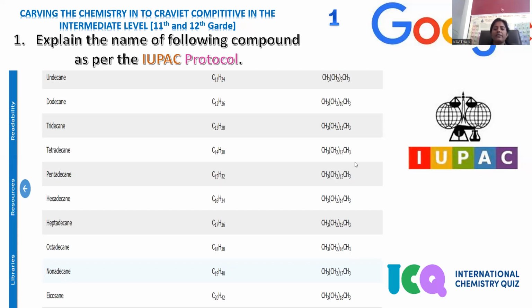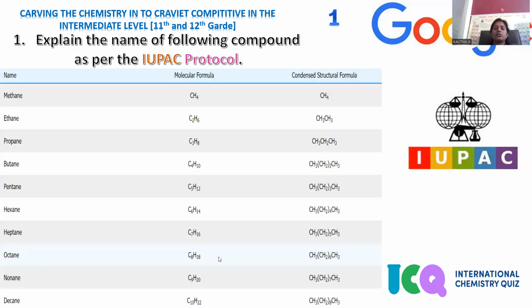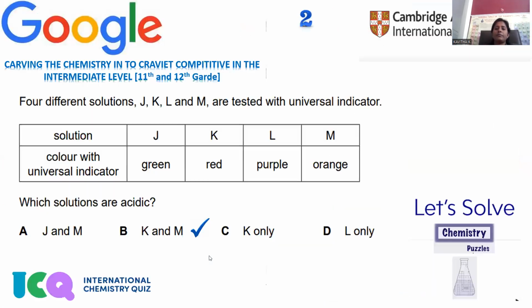So here eicosane is the IUPAC name for C20H42. This is the way you can increase one CH2 group as we are descending, so that the carbon chain length gets increased. Eicosane has a 20 carbon chain length. So this is the systematic nomenclature provided by IUPAC in order to name these many organic compounds. Move on to question number 2.